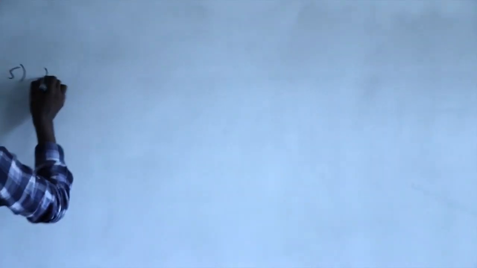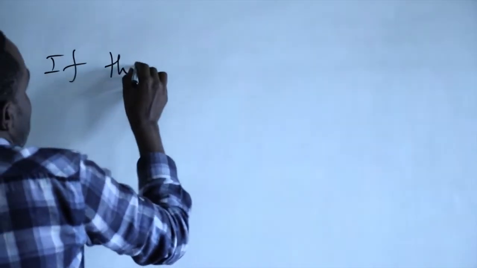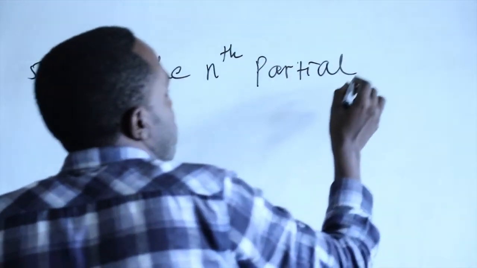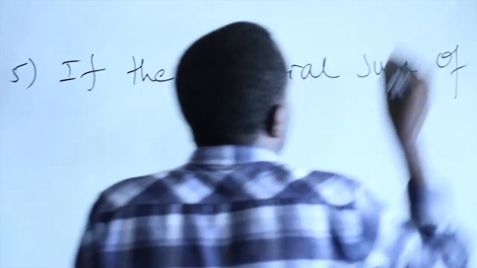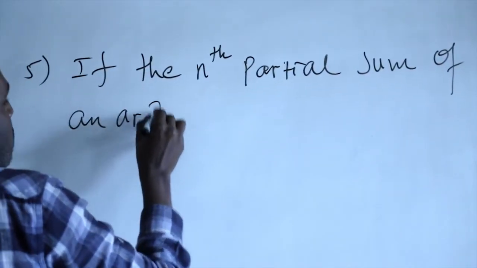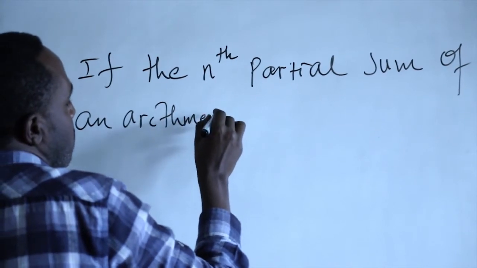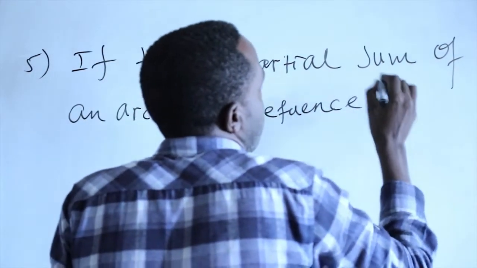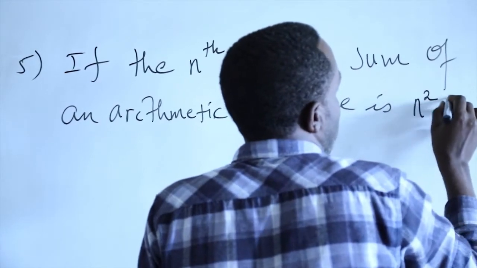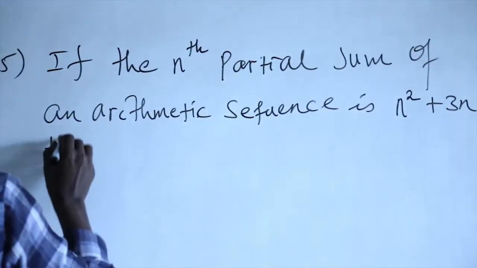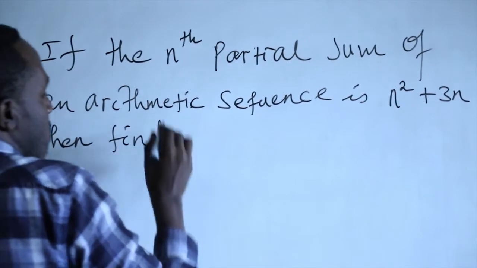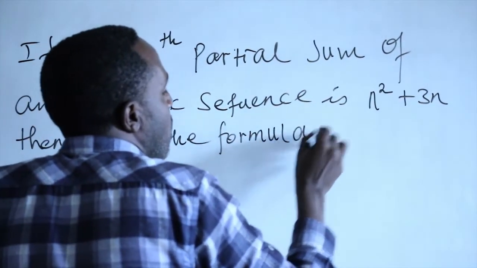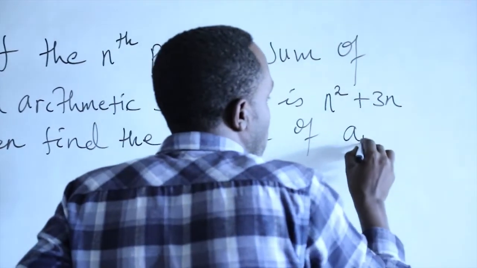The example for our today's lesson is that if the nth partial sum of an arithmetic progression or sequence is given by Sn equals n squared plus 3n, then find the formula of the nth general term an.